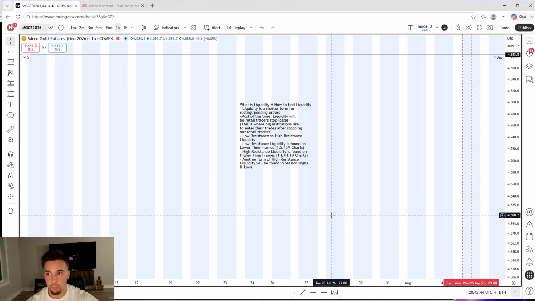So what is liquidity? Liquidity is a shorter term for resting and or pending orders. Most of the time, liquidity will be retail trader stop losses in the market that they had set for their trades. And why is this important? Because big institutions will want to, more times than not, come out and sweep out as many retail traders as they can so they can gather up as many orders as they possibly can in order to push price in the direction that they want to go.